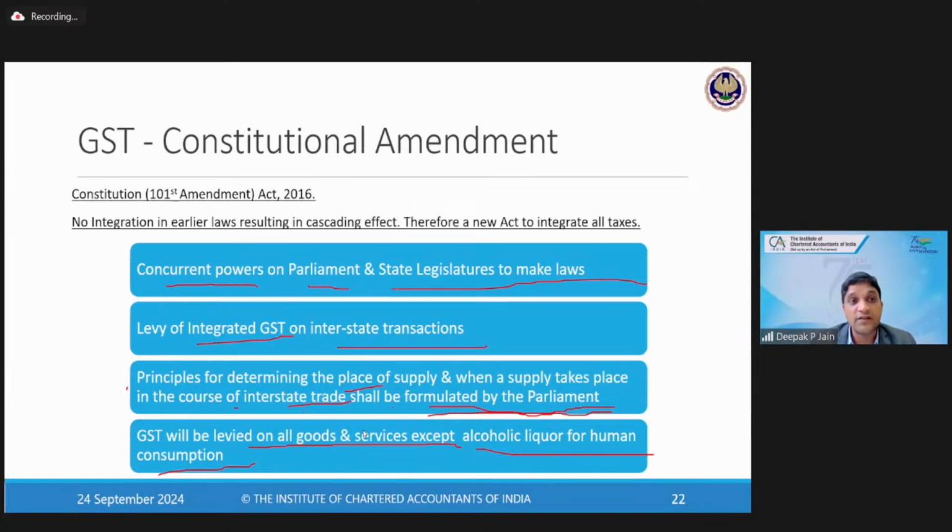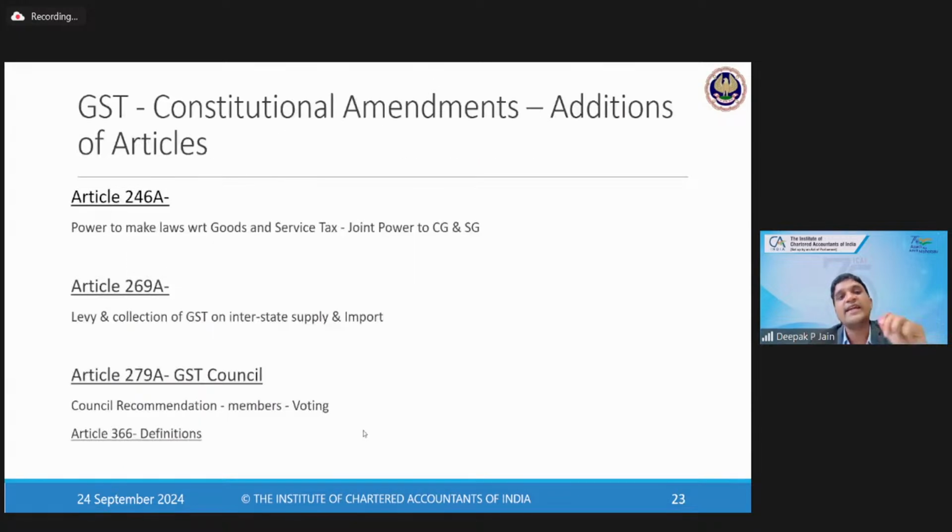Now we'll get into the specific articles. There are 3 A series articles. When I say A series articles, it means you had Article 246, you had Article 247. Now we had to bring in something between 246 and 247. We cannot push the articles, right? The articles are already set, so we had to introduce a new article. So this addition happens in between 246 and 247 by introducing an article called 246A. Then again 269 and 270 is there.